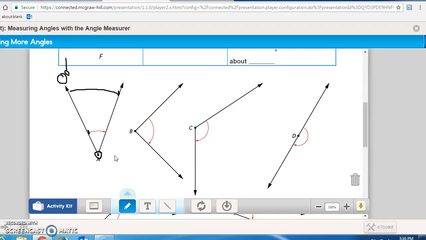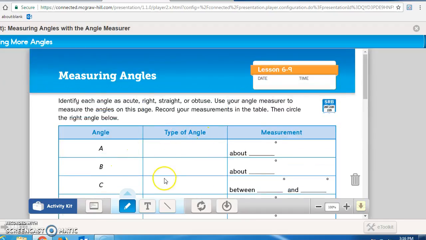For this one, you should have filled in what type of angle it is. You should have written acute. That's what we guessed or estimated anyway. And you should notice that it should have landed at about 45 degrees.